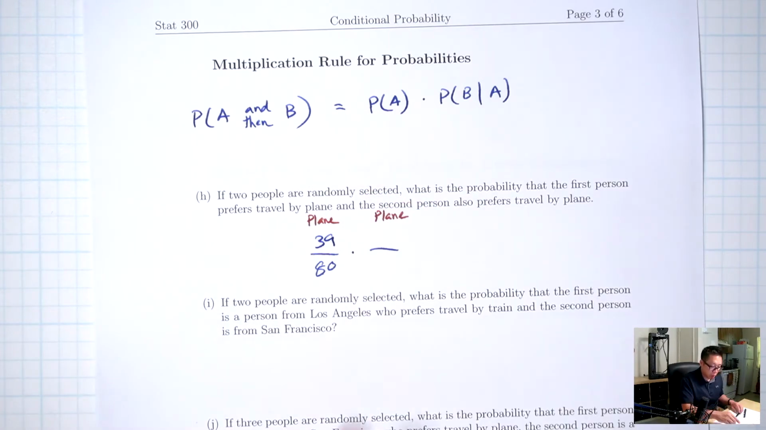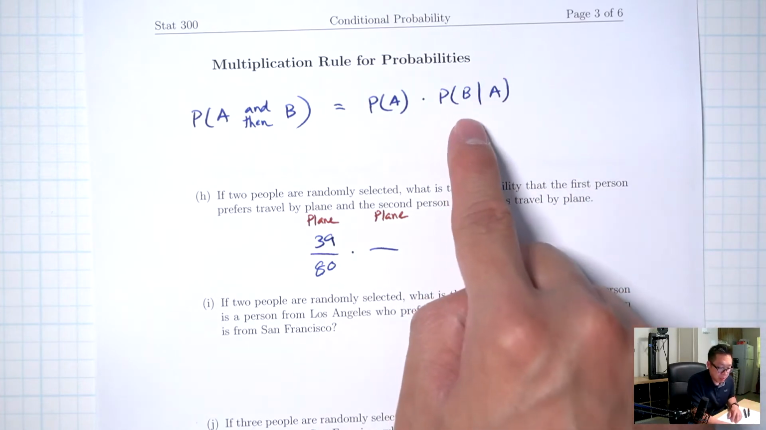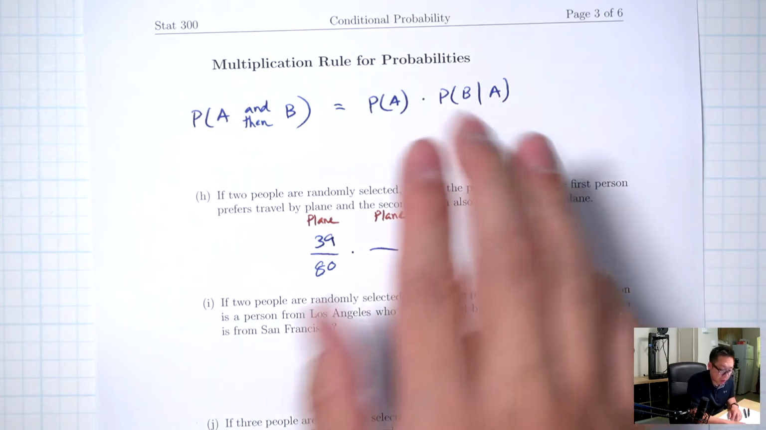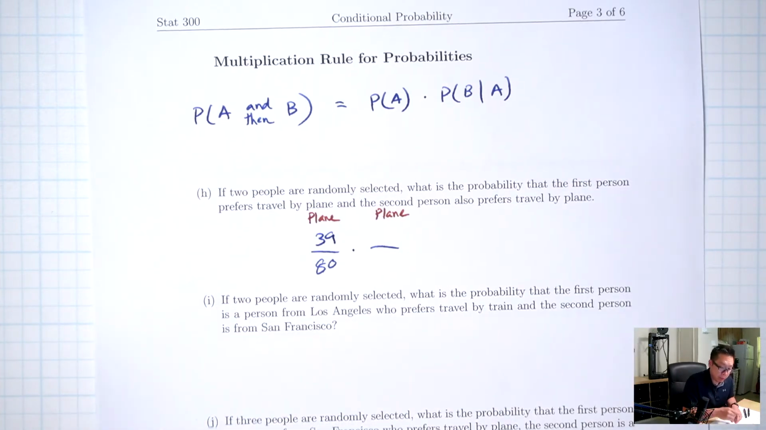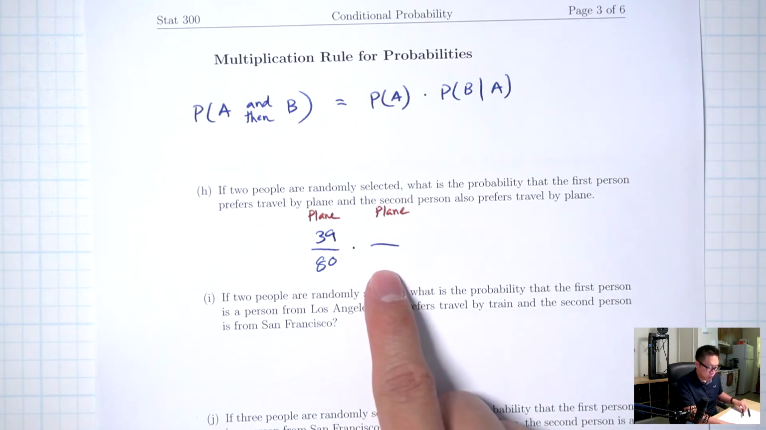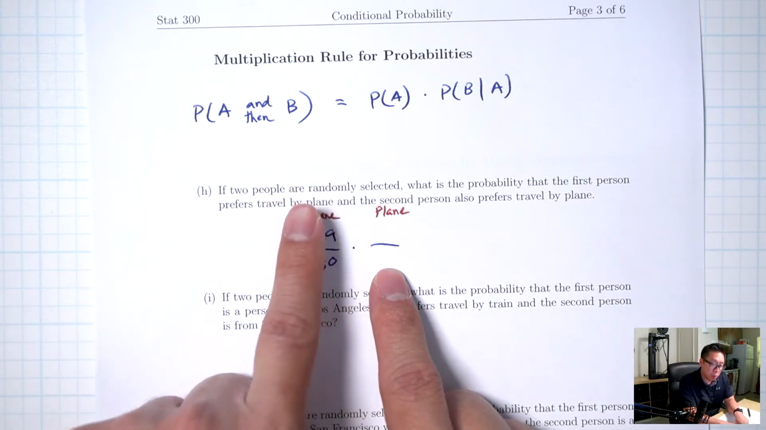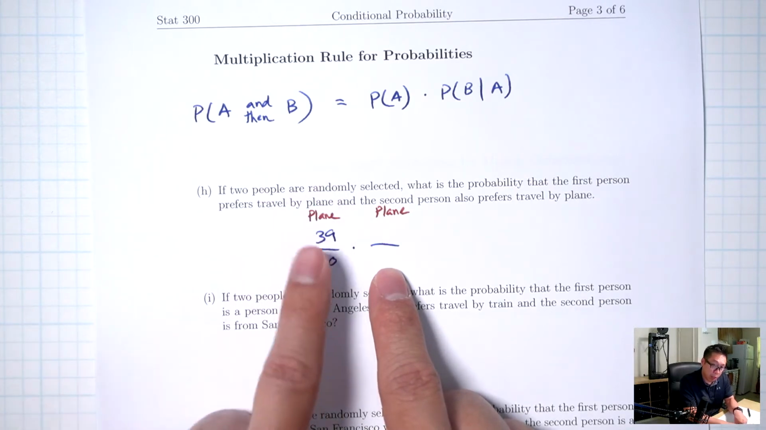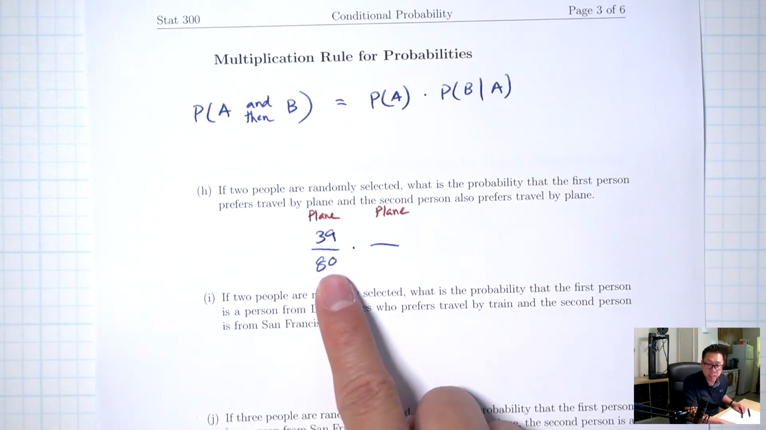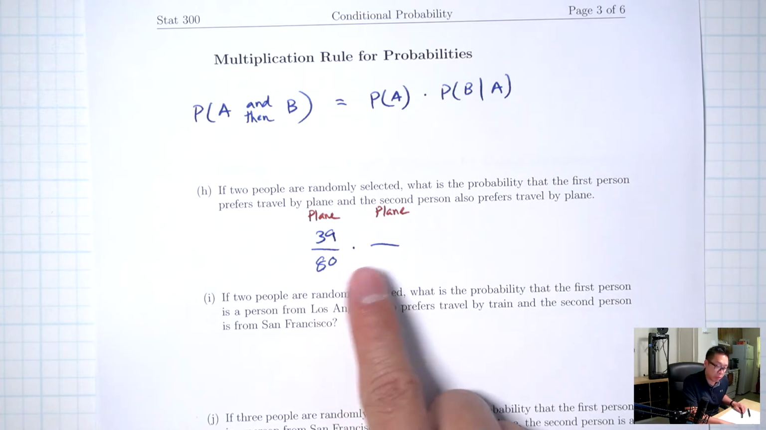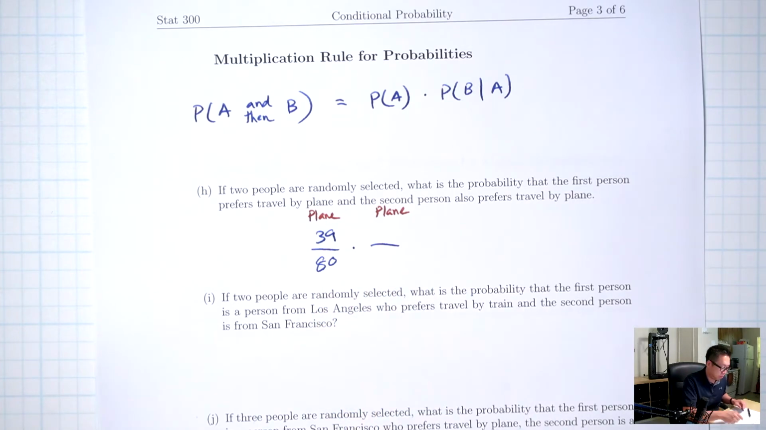Now for the second person, this is where we have to take into account that the first person was already picked. For the second fraction, the bottom, if we take into account that we already picked one person for the first slot, we don't have the full 80 anymore, right? We have one less person, so we're down to 79.